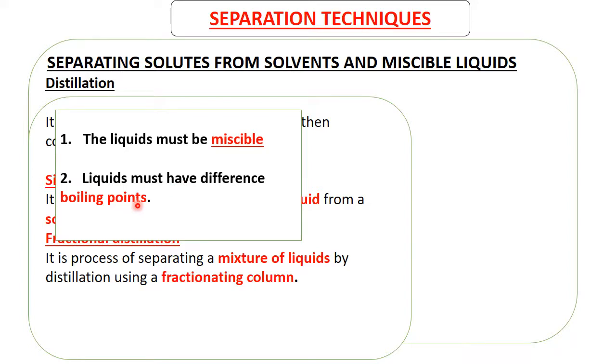If they have the same boiling points, then they will evaporate at the same time, and they'll condense at the same time. It will still be the mix. At the end of the day, what you achieve is nothing. So you have to make sure that the liquids have a difference in boiling points.